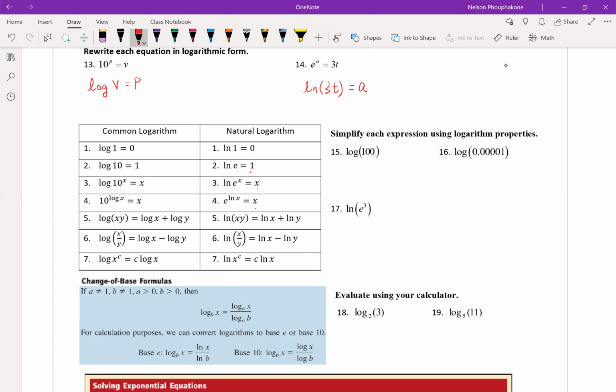Now, let's try this. For this one, I could have log of 10 squared, which is 100, so my answer would be 2. And for this one, I will have 10 to the power of, look at this, how many decimal places moving to the right? 1, 2, 3, 4, 5. So I have -5, so my answer is -5. And for natural log of e to the 3, it must be 3, right?